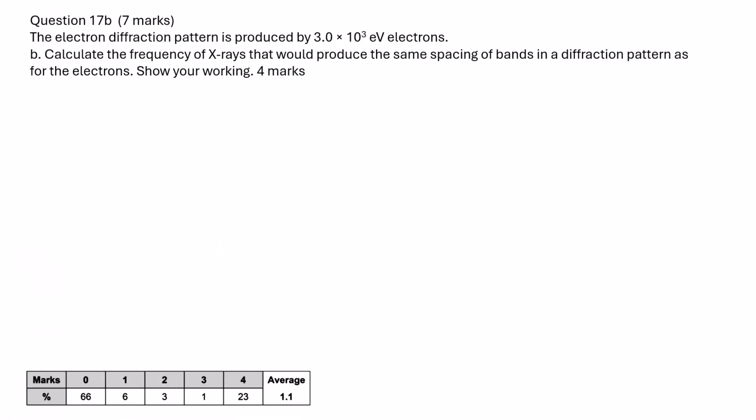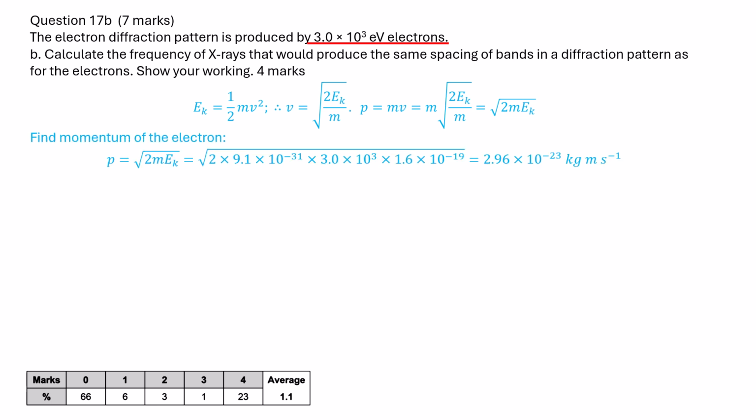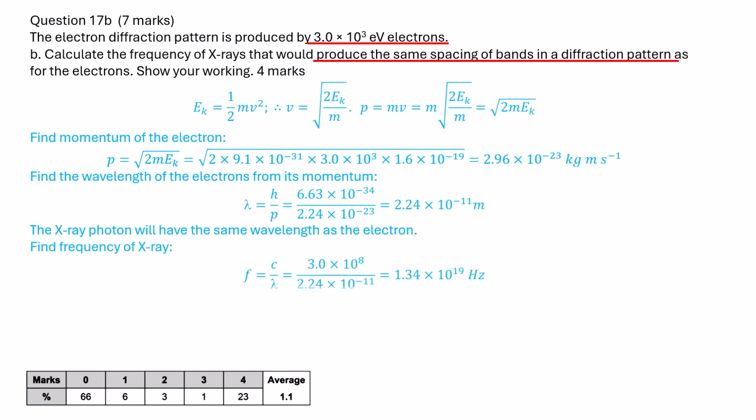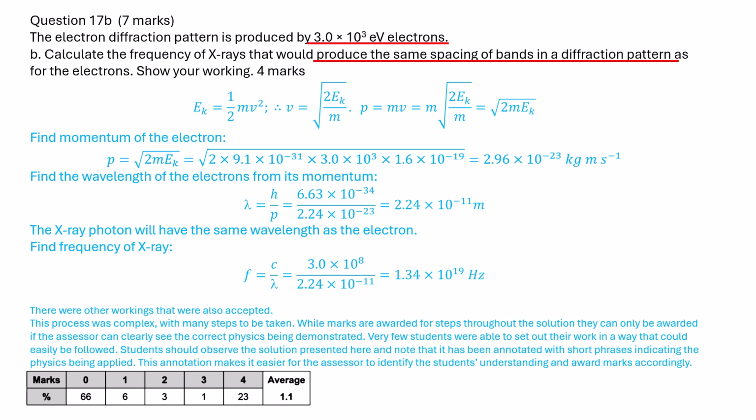We know the kinetic energy of electrons. The speed of electrons is solved from the kinetic energy equation, and the momentum is expressed using speed. Substituting the value of kinetic energy into the equation, we calculate the momentum. Since the electrons act as a de Broglie wave, we calculate the wavelength of electrons. The wavelength of electrons will be the same as that of X-rays because its diffraction pattern is the same as the electrons. The speed of X-rays is the speed of light. Finally, we calculate the frequency.